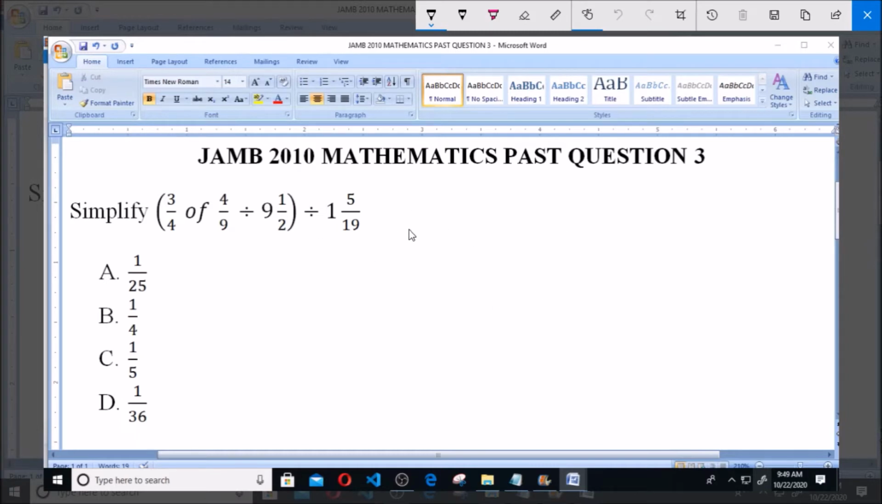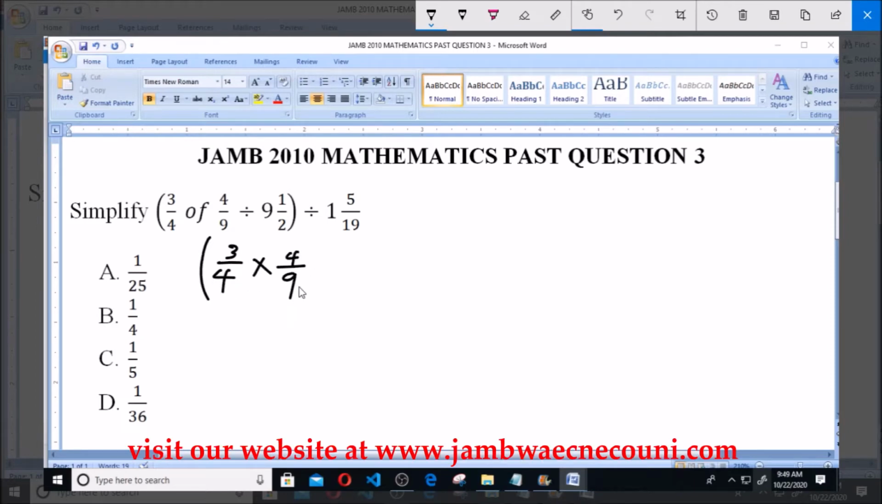So we will simplify what is given. Now in this simplification, let's deal with the bracket first of all. We have 3 over 4 of 4 over 9, which simply means multiplication. So it is 3 over 4 multiplied by 4 over 9, then divided by, now this is a mixed number, so we have to convert it to an improper fraction. That will be 9 multiplied by 2, which is 18, plus 1, that is 19.